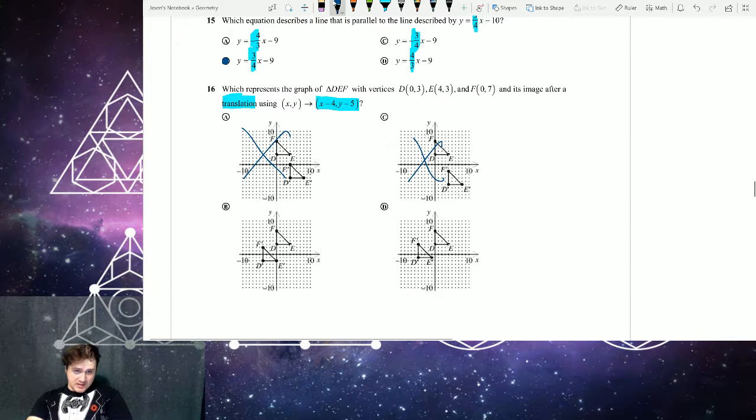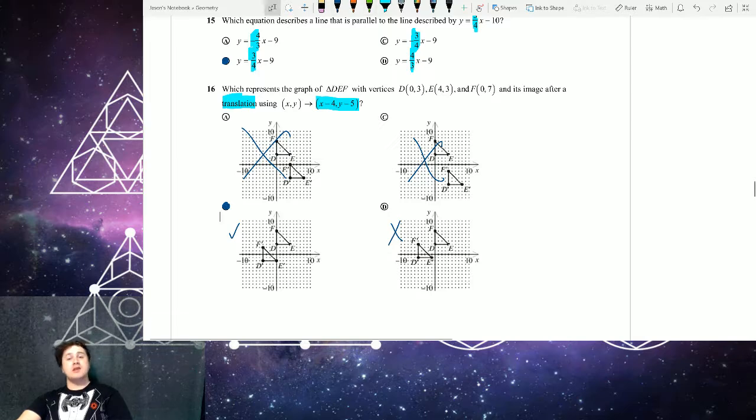So B, left 1, 2, 3, 4, down 1, 2, 3, 4, 5. Alright, that one looks like it might work out. Let's just double check that D is not the same one. Left 1, 2, 3, 4, 5. Ooh, that's not good. So we want to only go left 4, so the correct answer is B.